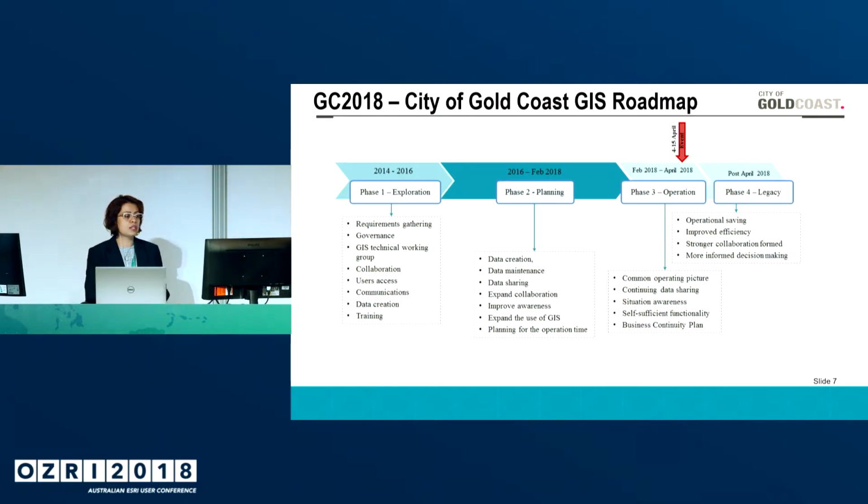This was actually quite unique in delivering of the Commonwealth game because in all the previous events, the GIS was only used for planning and pre-planning of the games, and there was no GIS activities during the operational of the Commonwealth game. So during the operational time, we used GIS to provide a common operating picture.